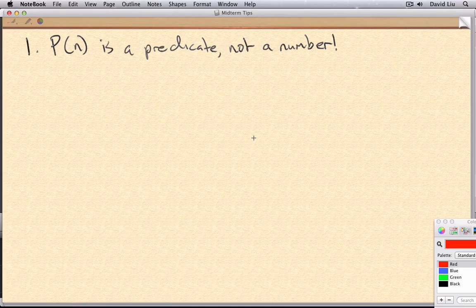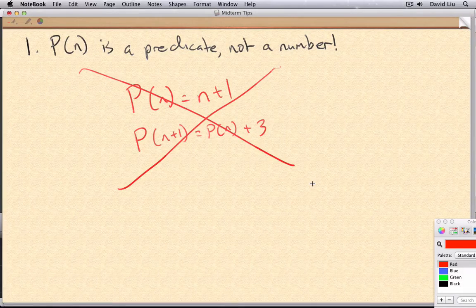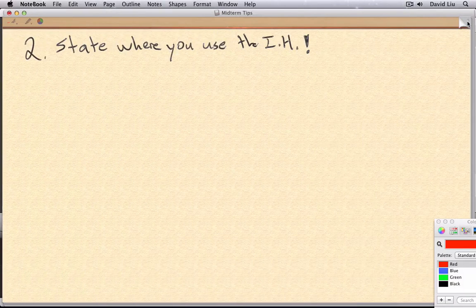First up, P of n is a predicate, not a number. So don't write this, or this. Don't do that. Next, state where you use the induction hypothesis.